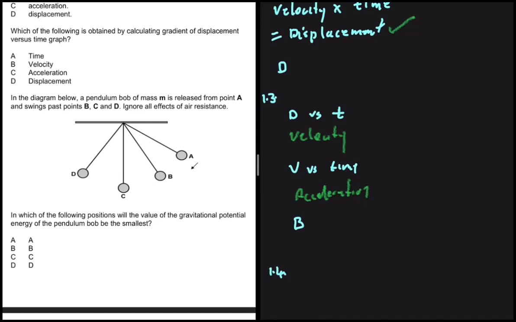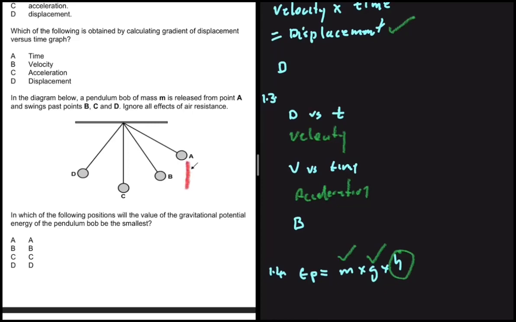In which of the following positions will the value of the gravitational potential energy of the pendulum bob be the smallest? So what is gravitational potential energy? It is the mass multiplied by the gravity multiplied by the height. The mass is going to remain the same, obviously. Gravity is going to remain the same. So we're interested in the height. The smallest height will give you the smallest gravitational potential energy. So let's find out at which point our height is the smallest.